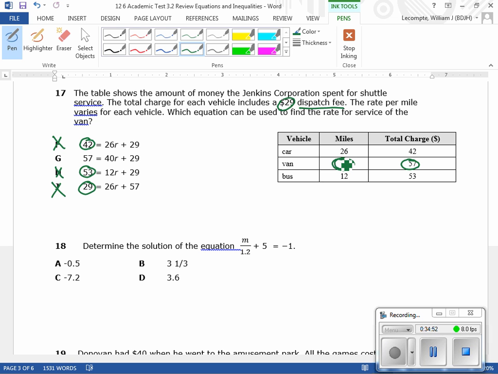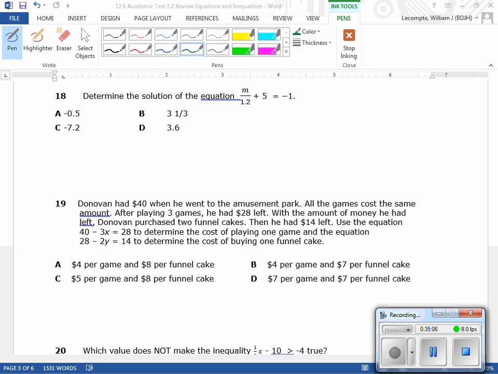All right, number 18, determine the solution of the equation. m over 1.2 plus 5 is equal to negative 1. All right, if you guys remember, I told y'all to get rid of that 1.2 just multiply everything on top by 1.2. So if I multiply the m times 1.2, that takes care of that, so that leaves me m. And then plus whatever 5 times 1.2 is, which is 6, is equal to 1.2 times negative 1, which is negative 1.2.